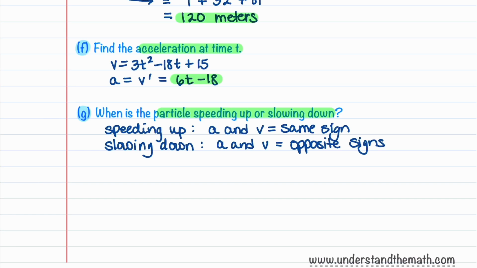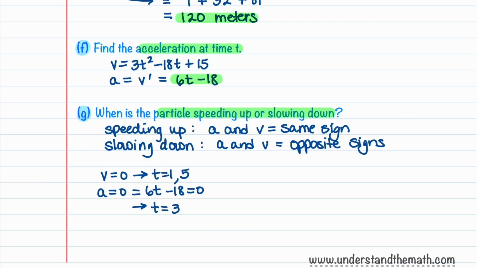To solve this problem, we need to focus in on when the velocity is 0 and when the acceleration is 0, and then look at the intervals on either side of those points. We already looked when the velocity was equal to 0. That happened when t is equal to 1 and t is equal to 5. Now we can find when our acceleration is equal to 0. We just take our acceleration function 6t minus 18, set it equal to 0, and this gives us that t is equal to 3.